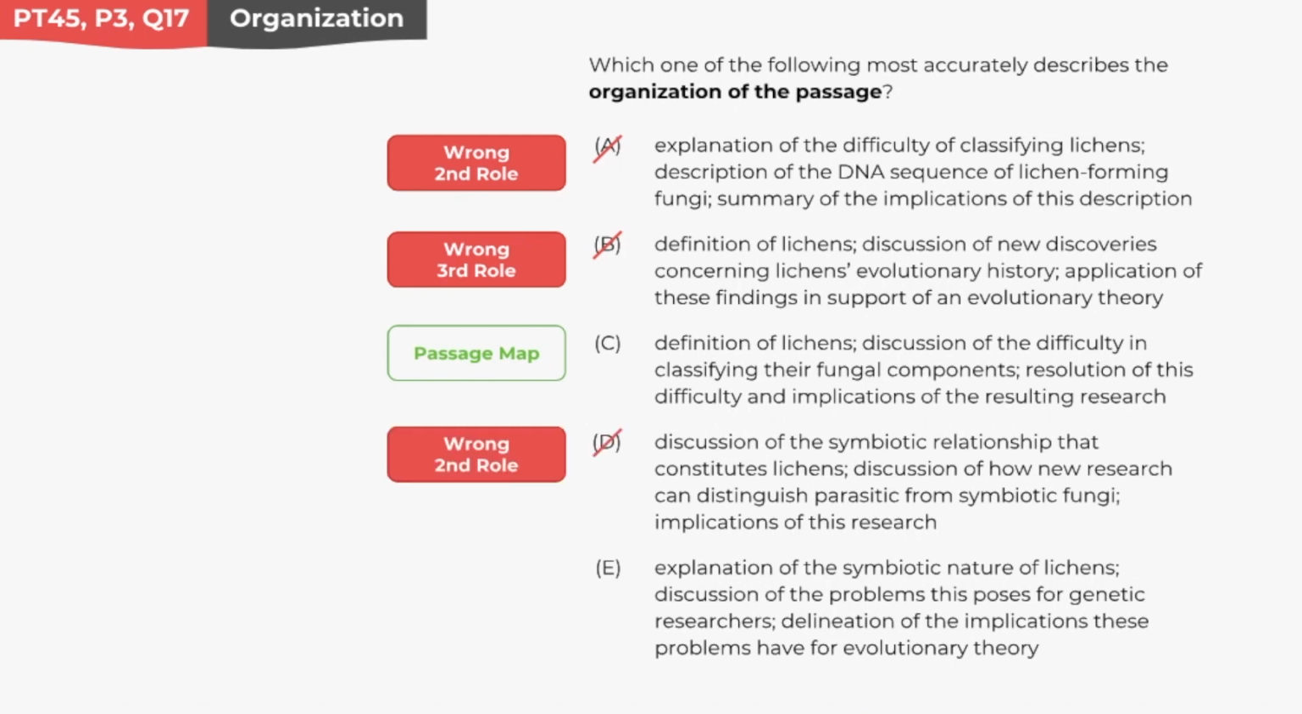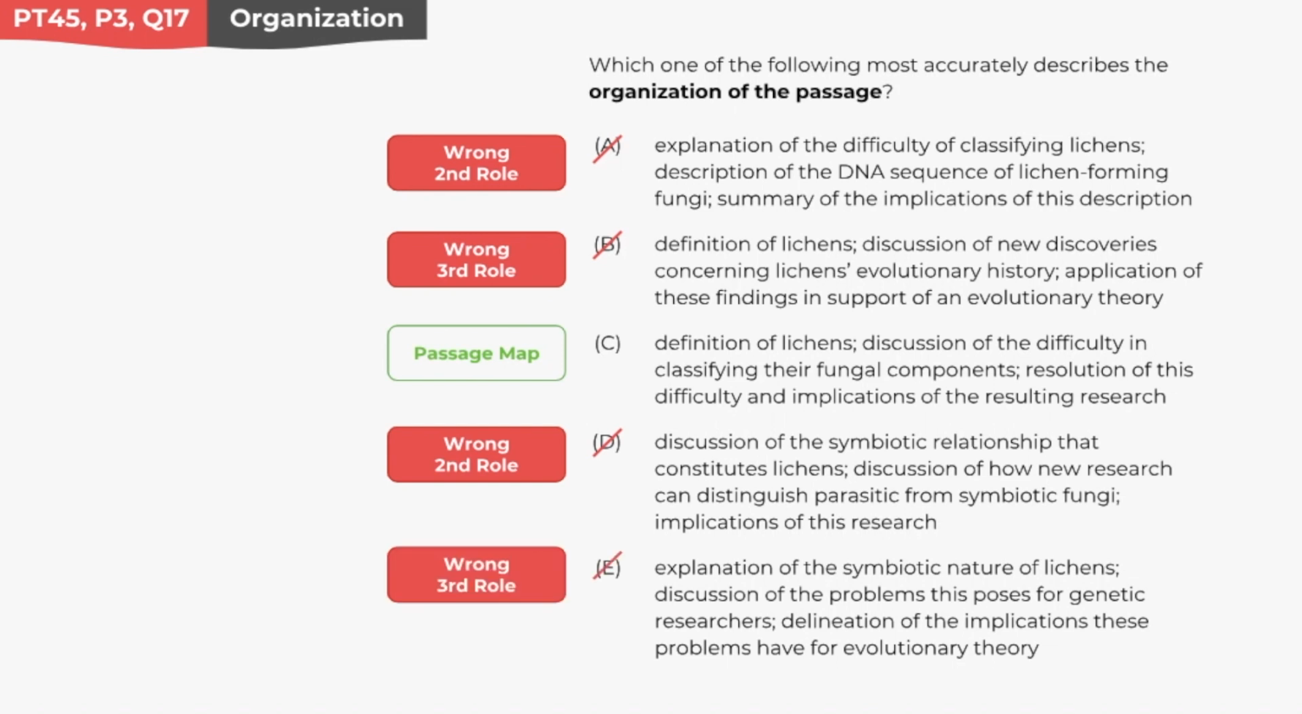Answer choice E, explanation of the symbiotic nature of lichens. We do get a little bit of a discussion of that. Discussion of the problems this poses for genetic researchers. Okay, we also get that a little bit. And then delineation of the implications of these problems. It's not the problems that are providing implications. It's the new research that's providing the implications. So answer choice E has the third role wrong. So let's go ahead and get rid of E.